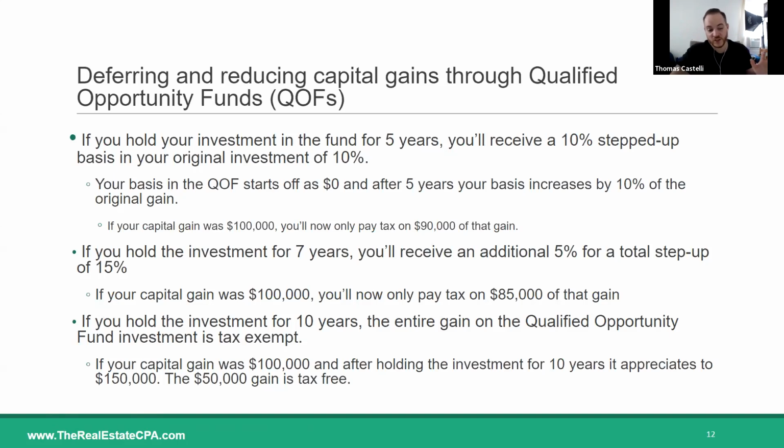Now, the biggest part of this strategy, I used to say the real gold in here, is that if you hold your investment in the opportunity fund for 10 years, the entire gain on sale is exempt from tax. And I want to make the clear distinction. It's not your original capital gain that is exempt from tax. It's the capital gain on the opportunity fund investment itself. So let's just say your original capital gain was $100,000 and you hold it in the investment for 10 years and it appreciates to $150,000. The $50,000 capital gain on the qualified opportunity fund investment is now 100% tax-free.